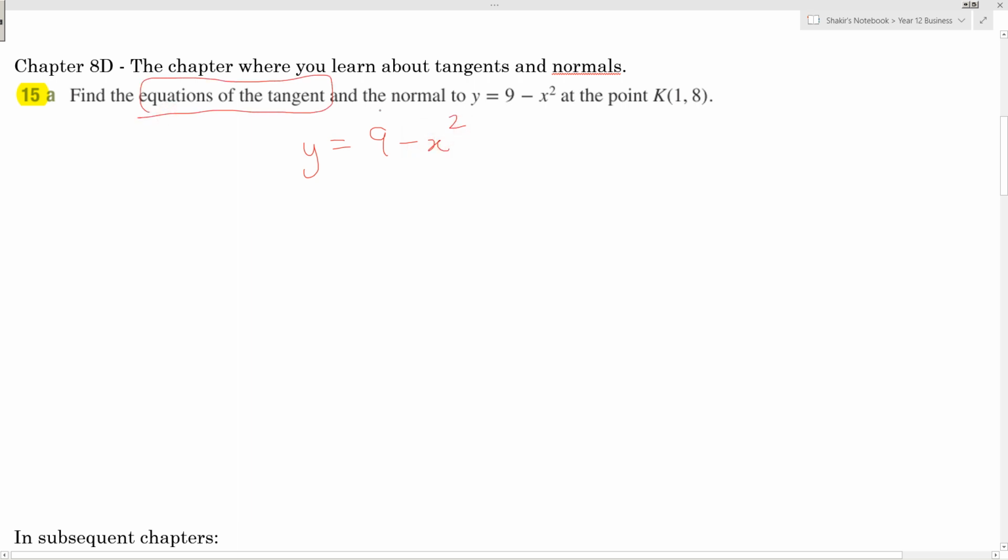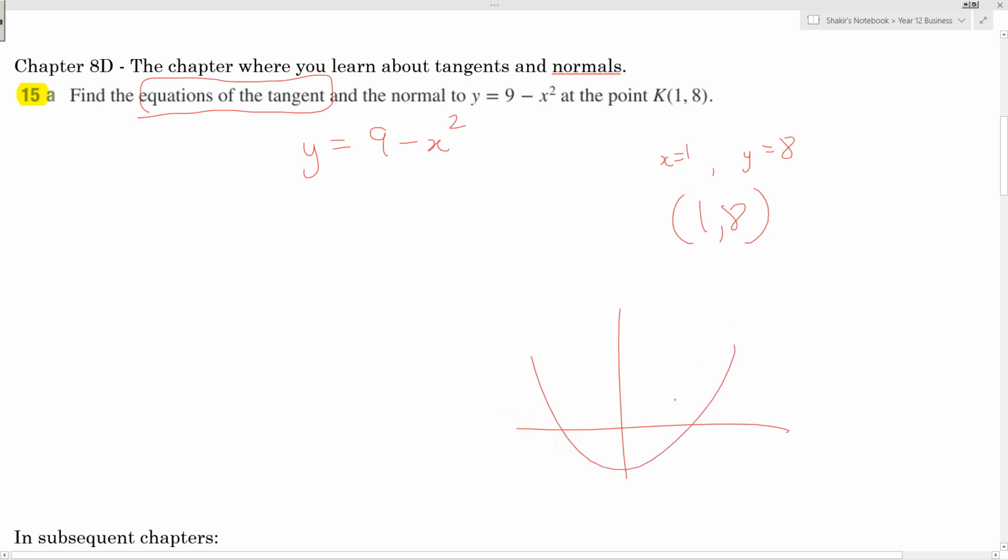Look, I won't do the normal because normal is basically the same. One of the later questions I'll do the normal. But this one I'm just going to do the equation of the tangent at the point (1, 8). Okay, so x is equal to 1, y is equal to 8.